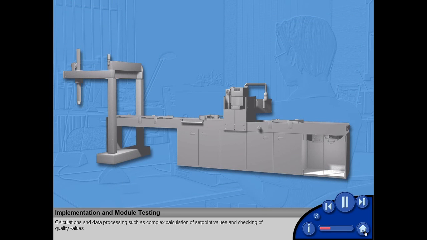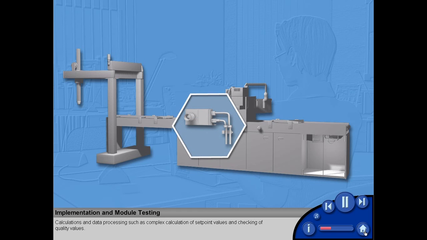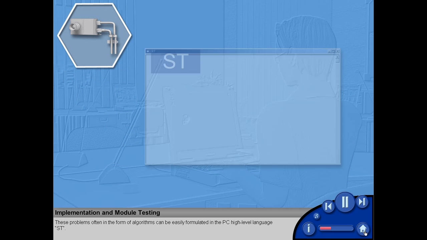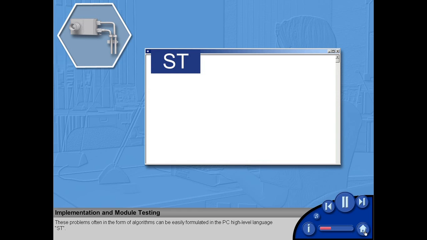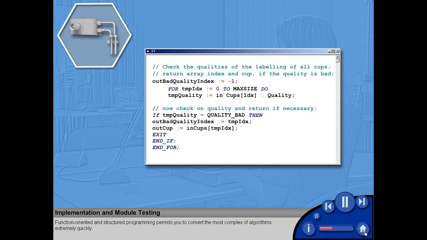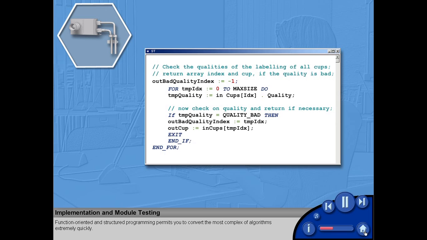Calculations and data processing, such as complex calculation of set point values and checking of quality values. These problems, often in the form of algorithms, can be easily formulated in the PC high-level language ST. The structure of this language is very similar to the high-level language Pascal. Function-oriented and structured programming permits you to convert the most complex of algorithms extremely quickly.